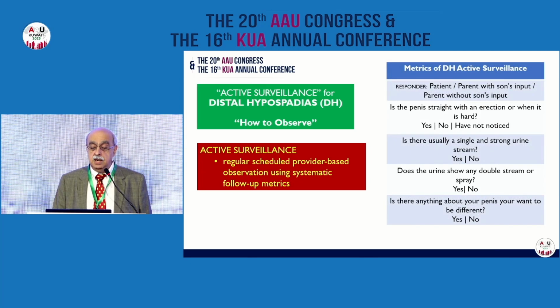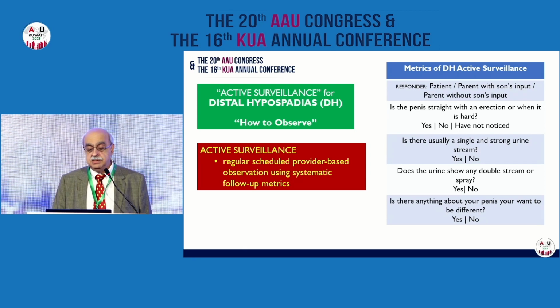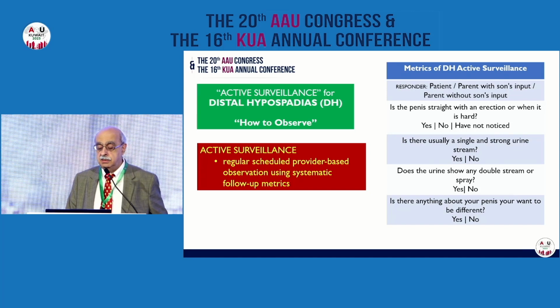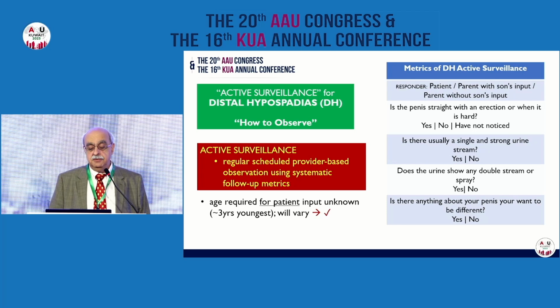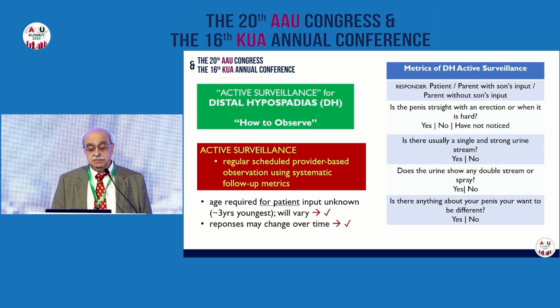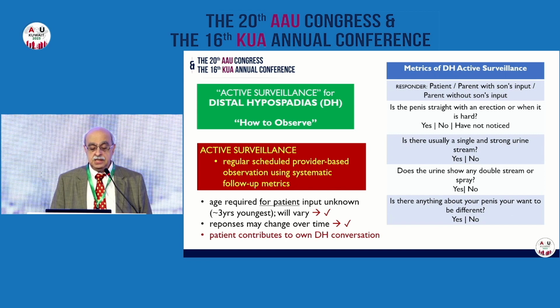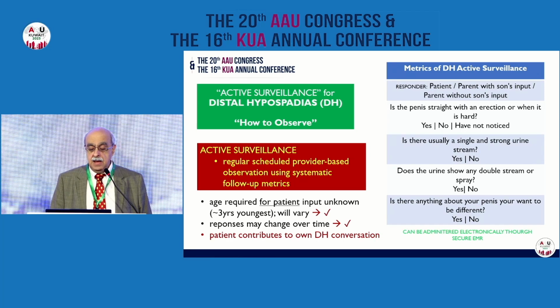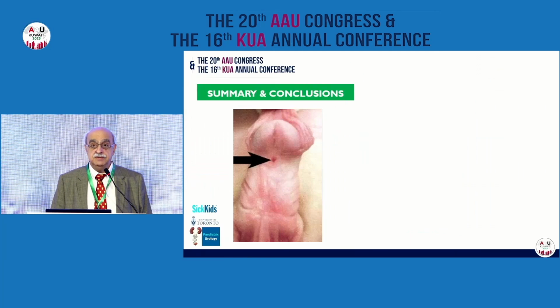The metrics that we're developing are here in the table, asking patients and their families as the patients are growing: is the penis straight with an erection? Is there usually a straight or strong stream? Does the urine show any double stream or spray? These are all binary questions with a yes-no answer. Is there anything about your penis you would want to be different, for the children that are starting to appreciate this? The age required for patient input is not known, but anecdotally we know patients as young as 3 years old can start to form an opinion on some of these answers, and this will vary, and that's okay. And responses may change over time, and that's okay as well. That's the very nature of this kind of surveillance. But the patient is able to contribute to their own distal hypospadias conversation. And we're trying to develop these to build them into our electronic medical record, and these questions can be administered that way without necessarily bringing patients and families in for a visit.